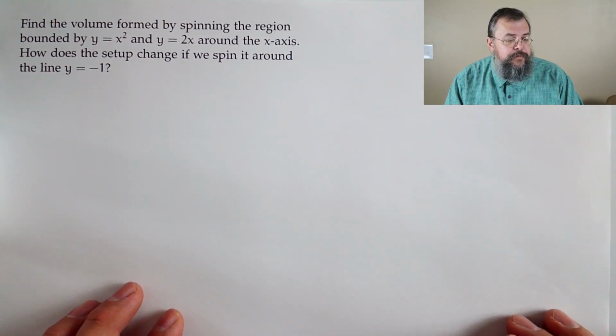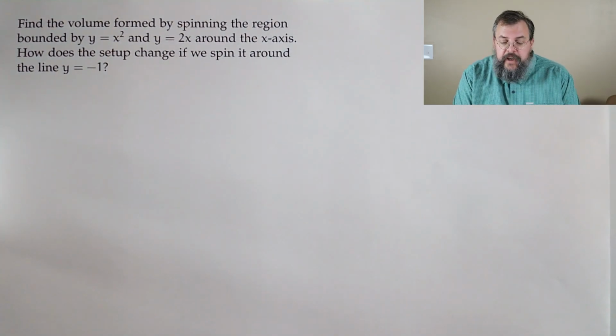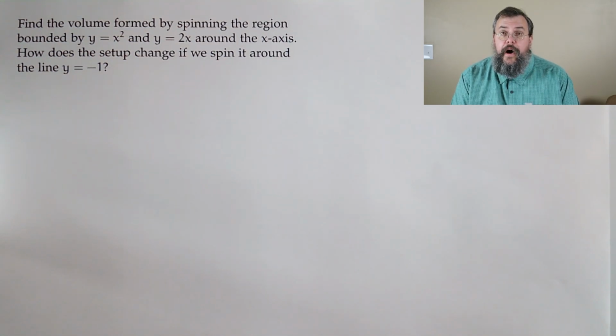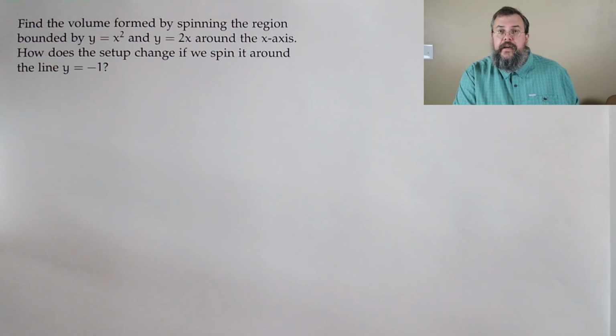Well, let's try another problem. Next problem. Find the volume formed by spinning the region bounded by y equals x squared and y equals 2x around the x-axis. Then there's a question: how does the setup change if we spin it around the line y equals -1?